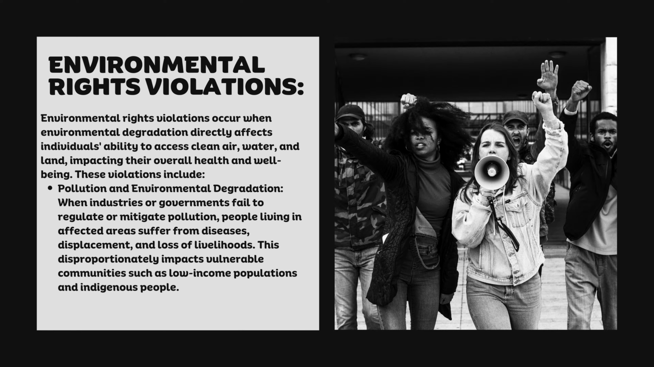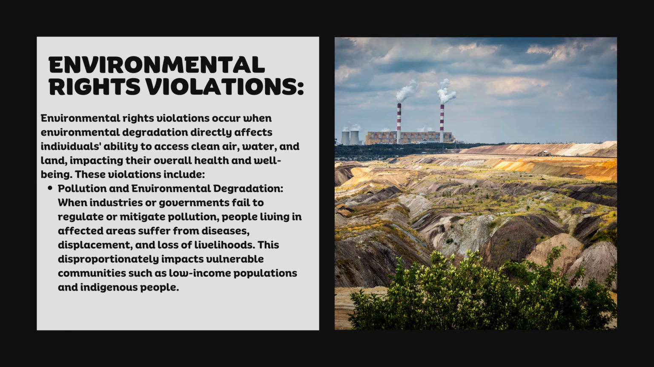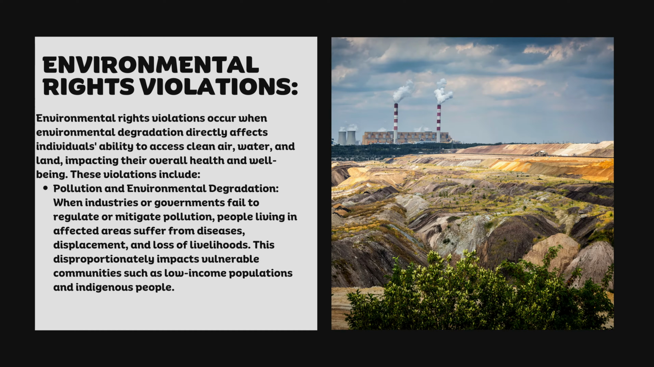Environmental rights violations. Environmental rights violations occur when environmental degradation directly affects individuals' ability to access clean air, water, and land, impacting their overall health and well-being. These violations include pollution and environmental degradation. When industries or governments fail to regulate or mitigate pollution, people living in affected areas suffer from diseases, displacement, and loss of livelihoods. This disproportionately impacts vulnerable communities such as low-income populations and indigenous people.